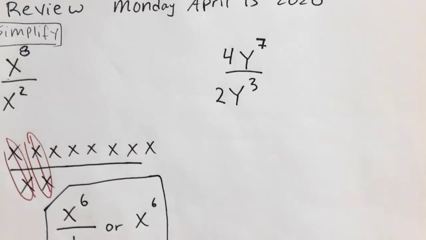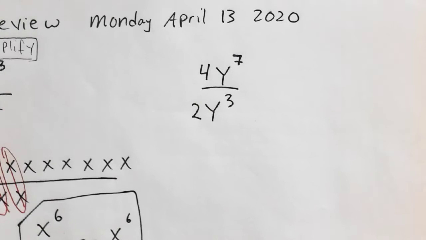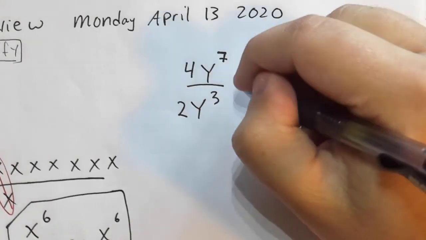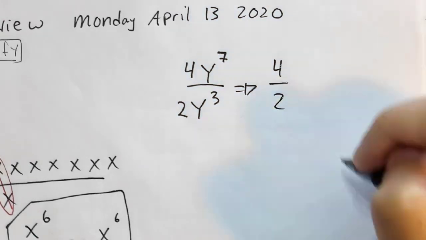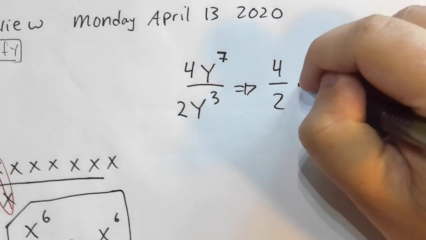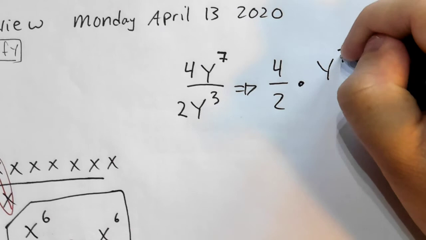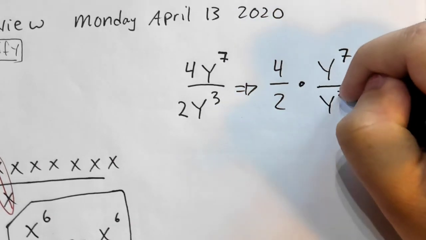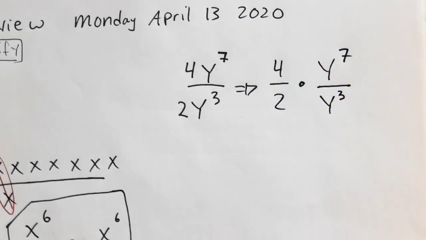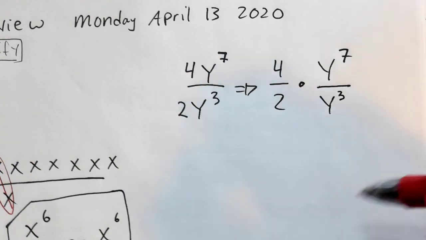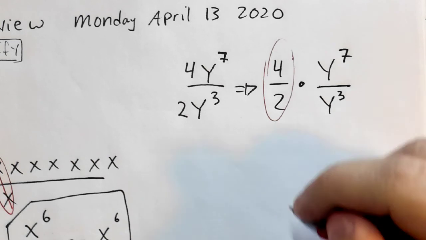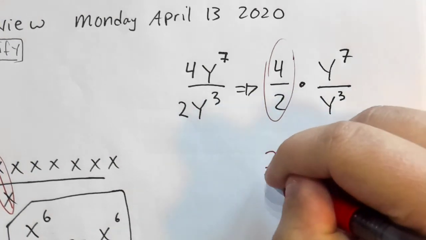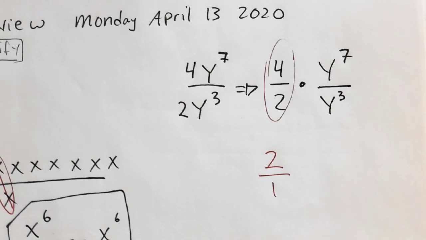Last but not least, let's take a look at this guy real quick. We have to break this into two parts. I would break it first into everything with a whole number. This would be 4 over 2, times y to the 7 over y to the 3rd. That makes our life a heck of a lot easier. Now, 4 divided by 2 is just the whole number 2. And if you want to write 2 over 1, absolutely you can.